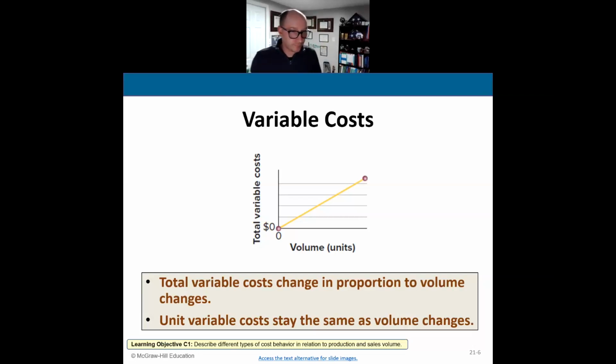Yeah. So for example, if the cost of my materials changes, or the cost of my labor changes, or my factory overhead changes, it's going to change my total cost. We call these variable costs. These are costs that do change with the level of output.